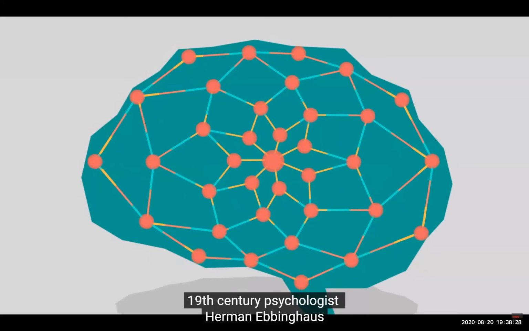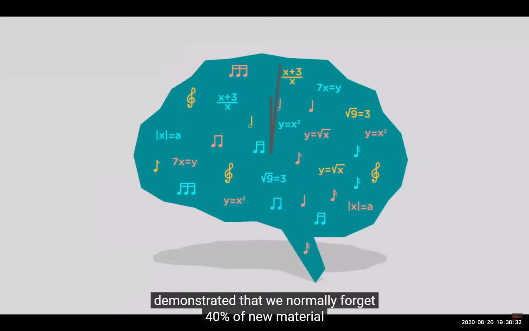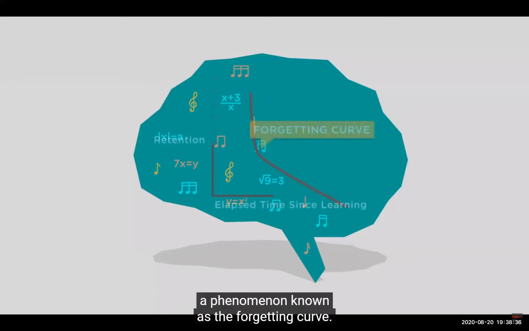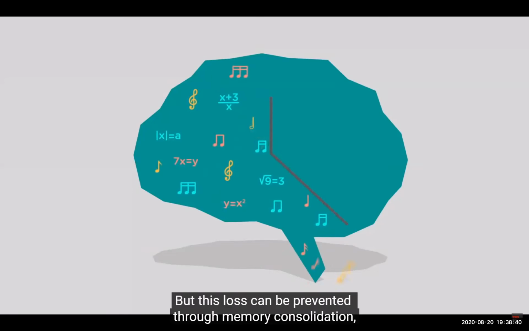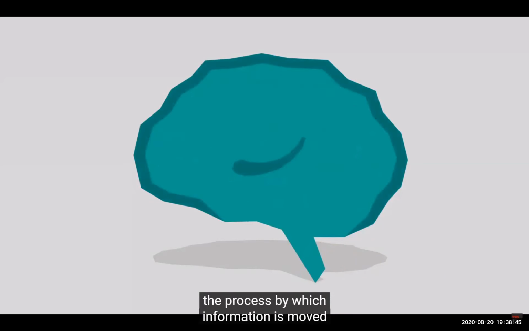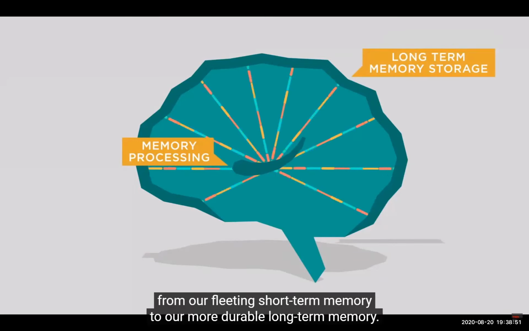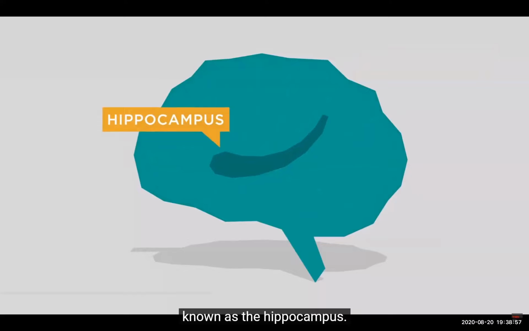19th century psychologist Hermann Ebbinghaus demonstrated that we normally forget 40% of new material within the first 20 minutes, a phenomenon known as the forgetting curve. But this loss can be prevented through memory consolidation, the process by which information is moved from our fleeting short-term memory to our more durable long-term memory. This consolidation occurs with the help of a major part of the brain, known as the hippocampus.